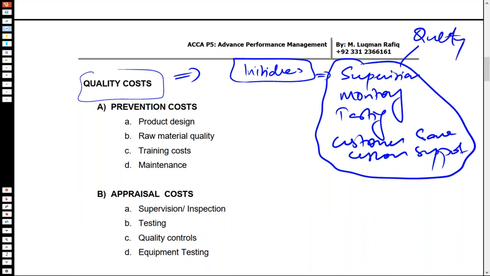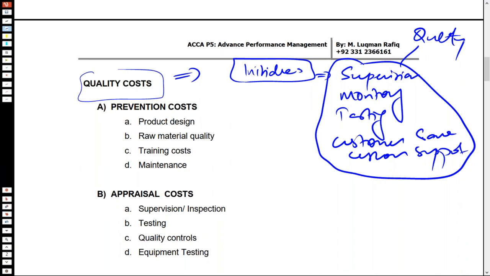Why would you set up a customer support desk? Just because you don't want your customers to run into a problem if they are not able to use the product properly, or if they are not able to avail the service properly. So all of these things are actually costs, directly or indirectly, to manage or to improve the quality of the business, its products, its offerings.